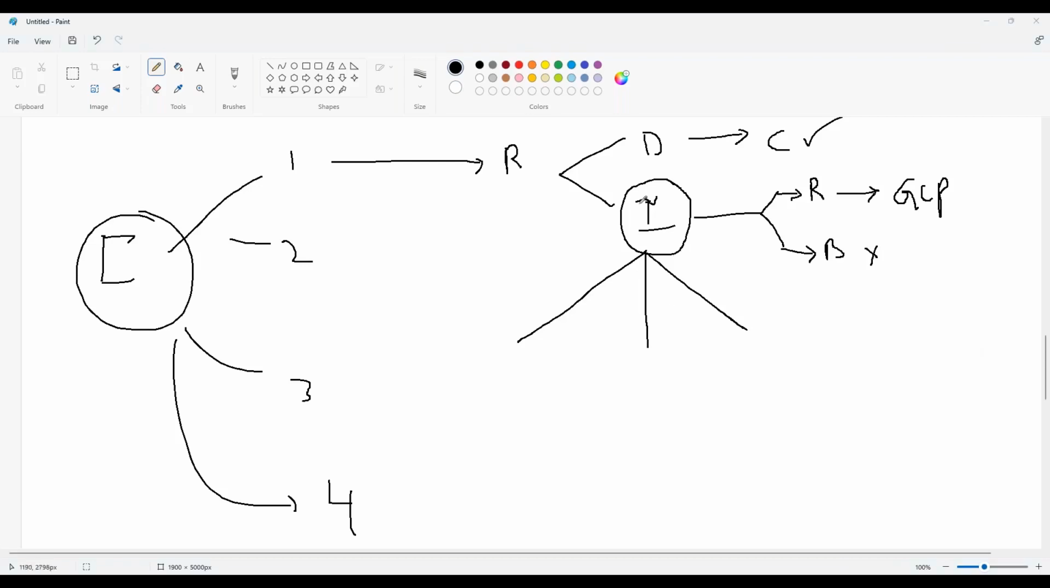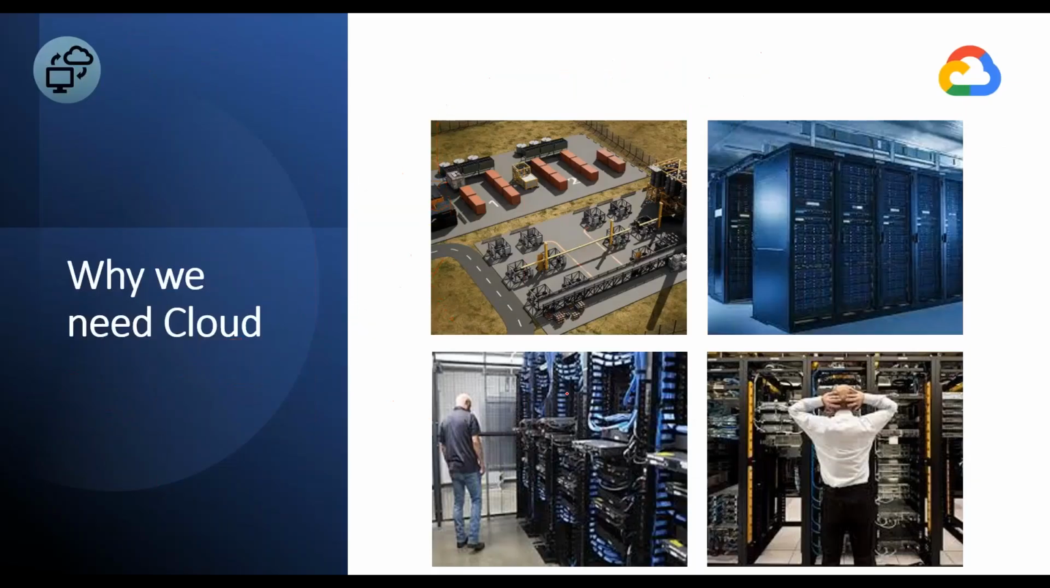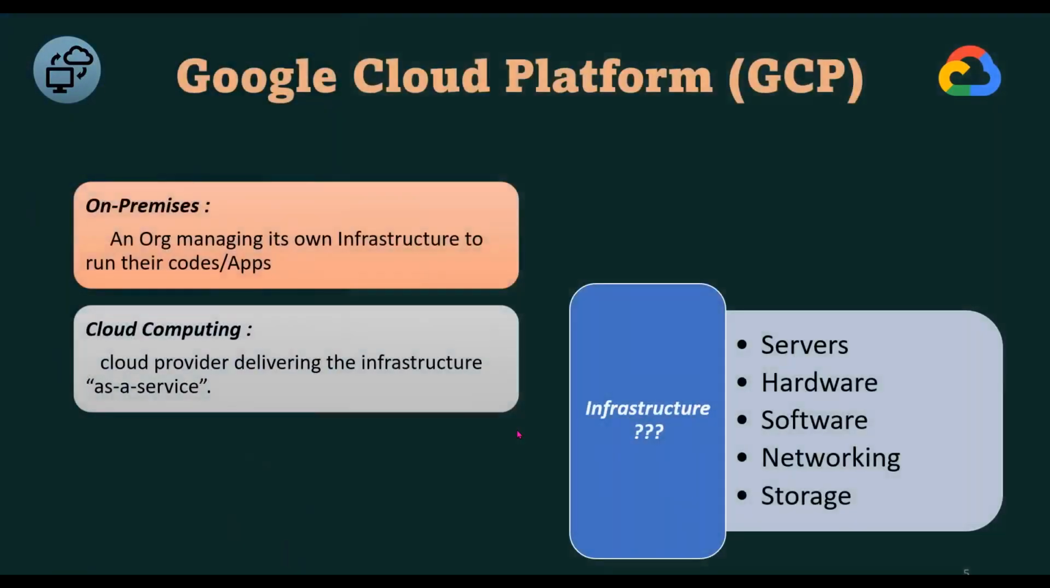Now if you go to the infrastructure, you have three things. When you go to the cloud, you have three options, and this is one option. Let us try to see the difference between each of them. Let me go to this and let us try to see what a Google Cloud Platform is. Before that, what is an on-premises model, and what is a cloud computing model?